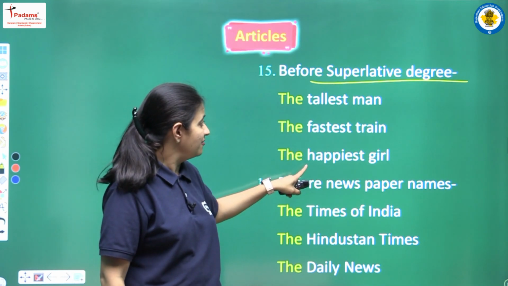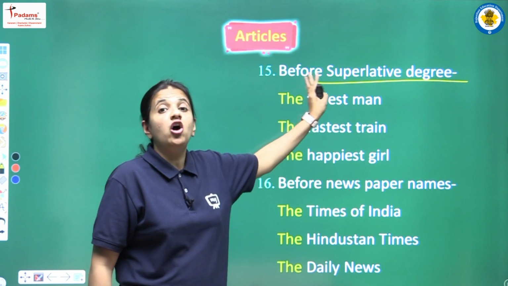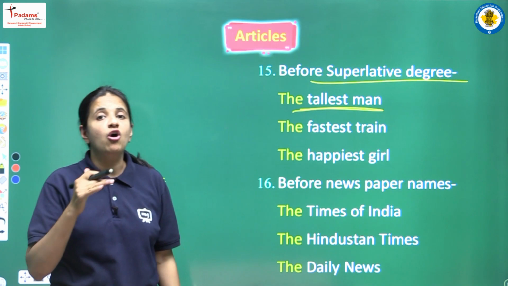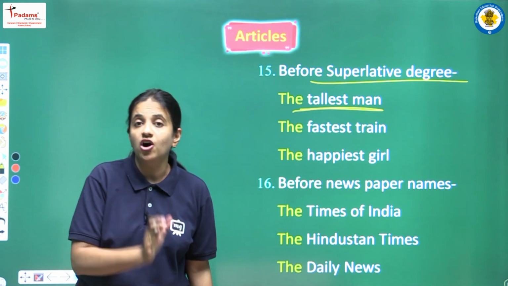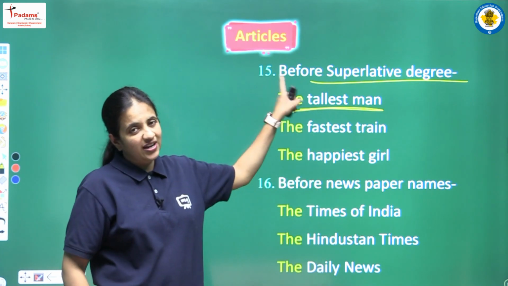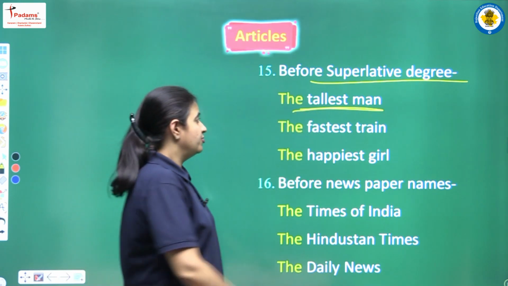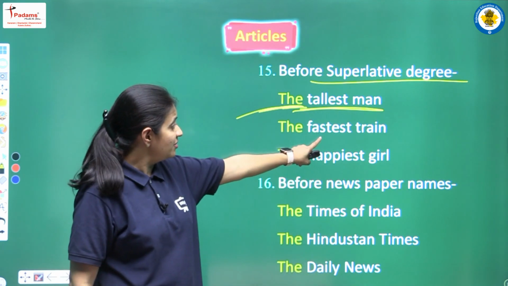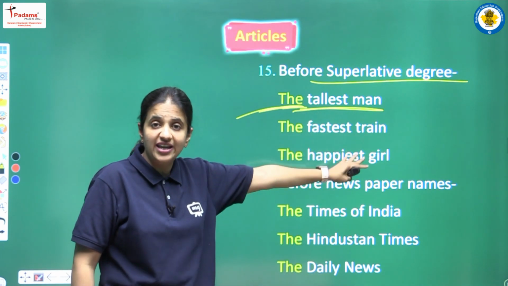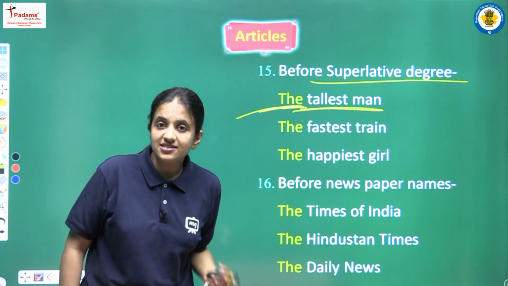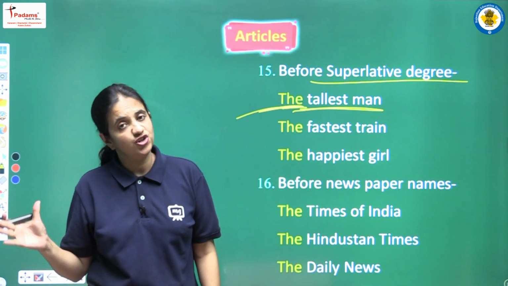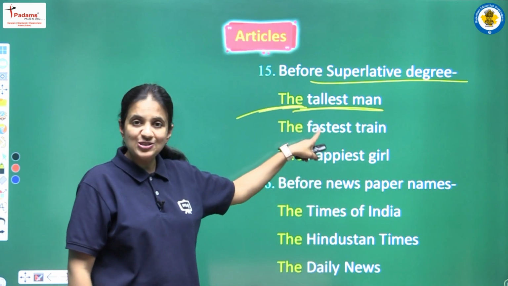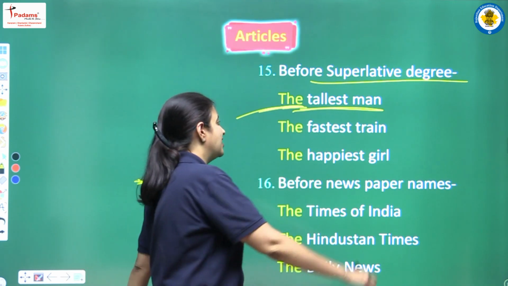Some examples we have here. The first example is "tallest man." We know that tallest is the superlative degree of tall, right? Tall, taller, and tallest. So before the superlative degree, we always have to put "the." Next example is "fastest train." Again, fastest is the superlative degree of fast, right? Fast, faster, and fastest. This is the reason we have "the" here.